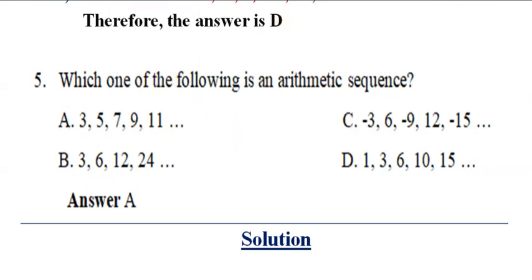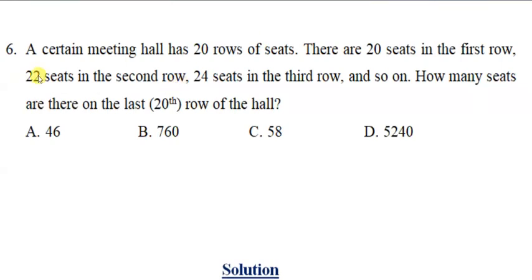Question number 6. It says, a certain meeting hall has 20 rows of seats. There are 20 seats in the first row, 22 seats in the second row, 24 seats in the third row, and so on. How many seats are there on the last, which means the 20th row of the hall?